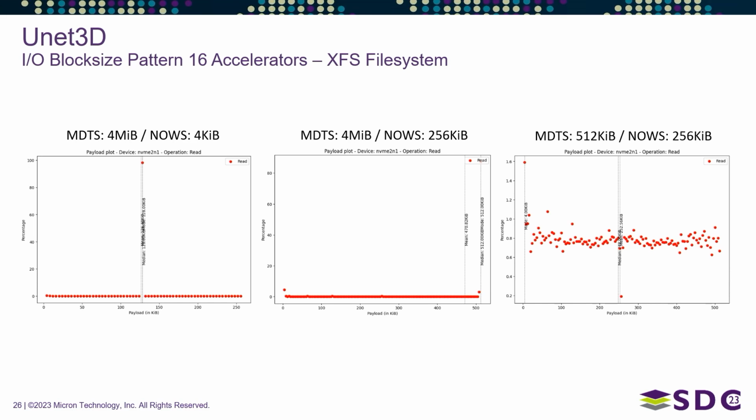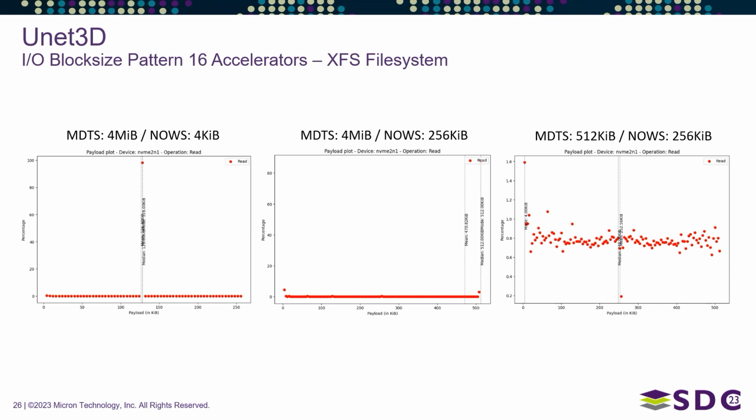And this is just a difference between a 4 megabyte MDTS and a 4K NOWS setting. Most transactions are around 128K with those. And then if you change just the NOWS setting to 256K, most transactions actually end up going towards 512. And it's hard to see because the red dot is right behind that little read legend at the very top.